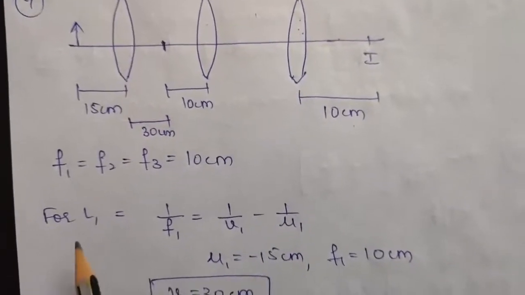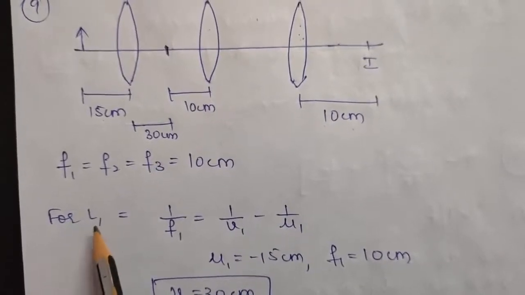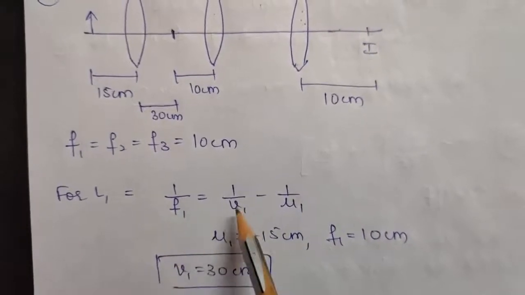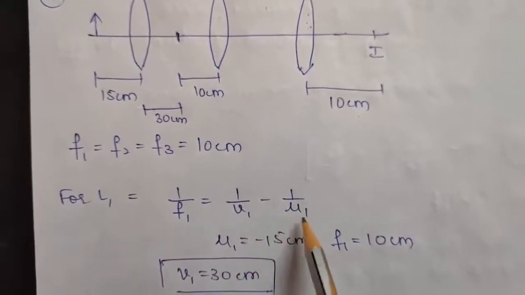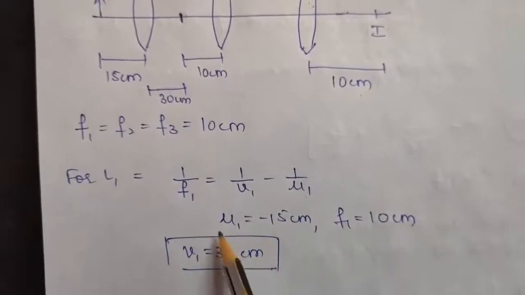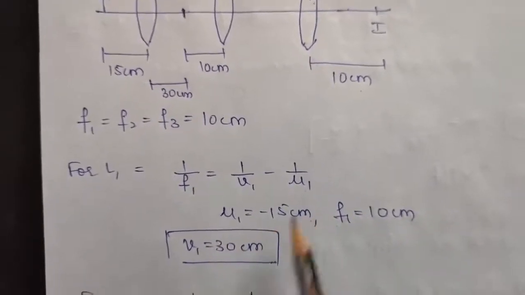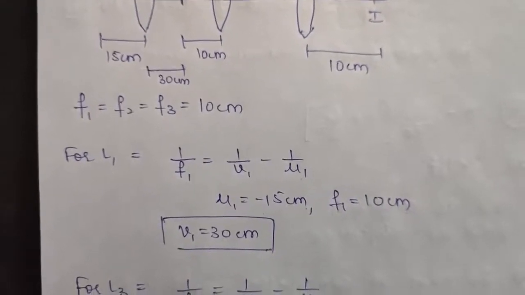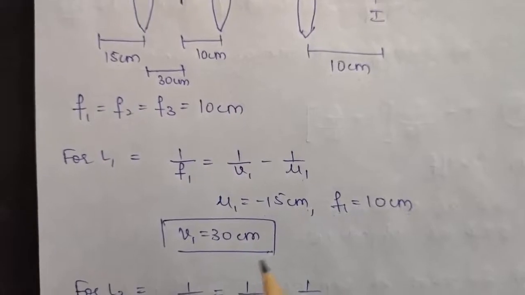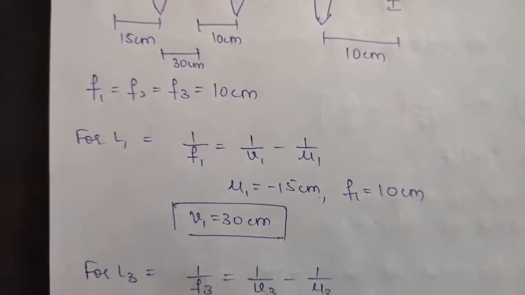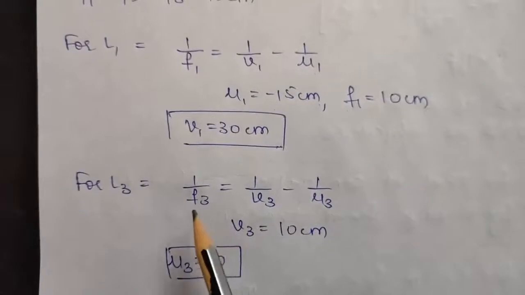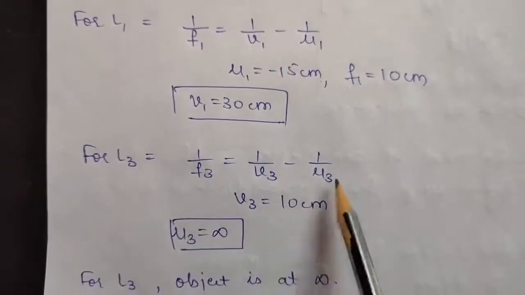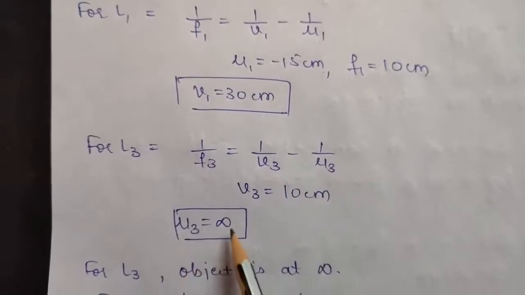For that, let us first of all take lens L1. Using the lens formula, that is 1 upon f1 is equal to 1 upon v1 minus 1 upon u1. f1 is given to be 10 centimeters, u1 is given to be minus 15 centimeters. So from here v1 will come to be 30 centimeters, that is, the image from lens 1 is formed at 30 centimeters from L1. Now for L3, again the focal length is given and the image is given to be formed at 10 centimeters. So again use the lens formula and calculate u3, that will come to be infinity.